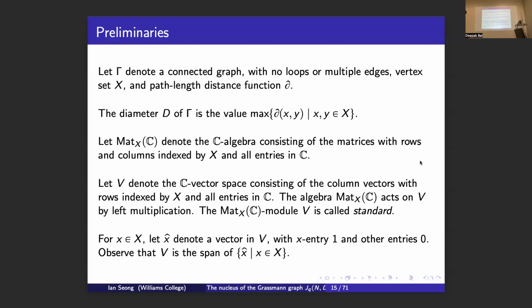Now for a vertex x, let x hat denote a vector in V where the x entry is 1 and other entries are 0. So we have zeros, then a 1 at the x entry, and then zeros again. And we observe that the vector space V is the span of all these x hats, where the x's are the vertices of the graph.